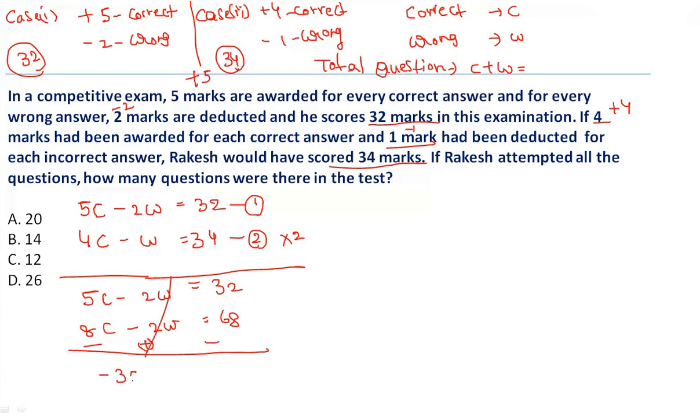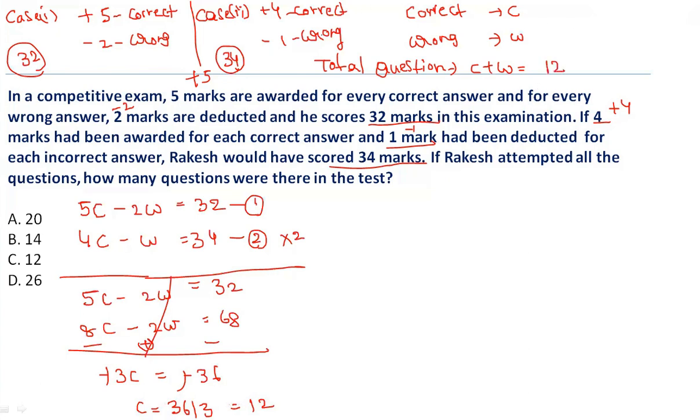So these two values will get cancelled off and this is minus 3C equal to 32 minus 68. How much is the value? 32 minus 68 is minus 36. The minus will cancel. And if you cancel with the 3, then C is equal to 36 by 3, which is 12. So correct answers is 12.